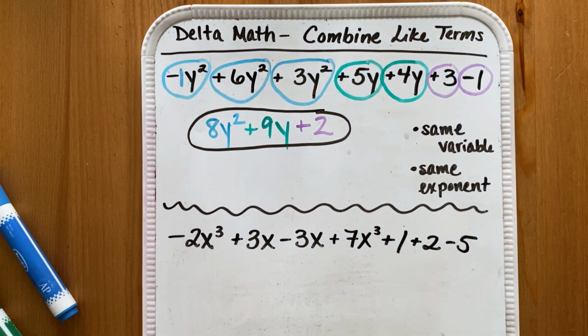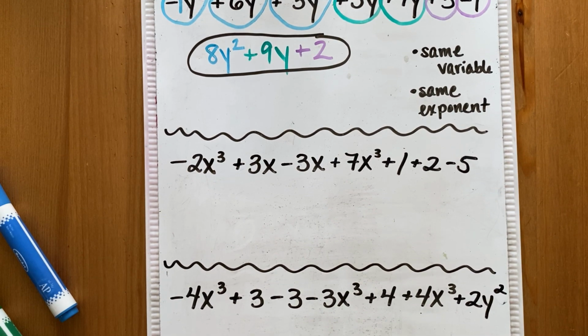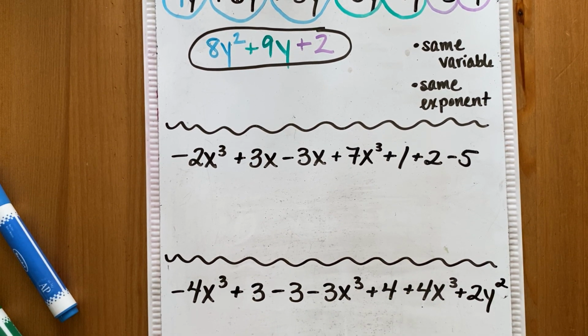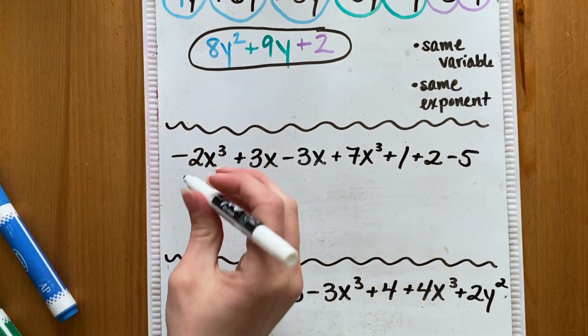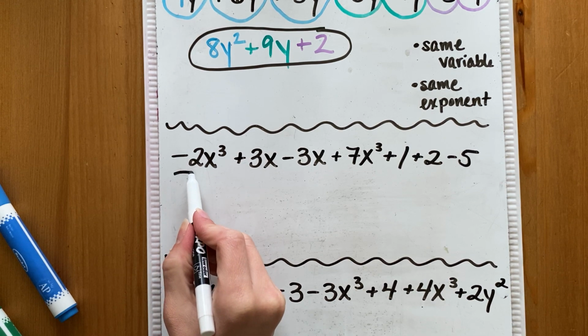Now, if you don't have colors, it's okay. You can use either shapes or different styles of lines to also identify your like terms. Just make sure again that you include the sign with your term as you mark them. So I'm going to start with this first one. I'm going to do a plain underline with this one.